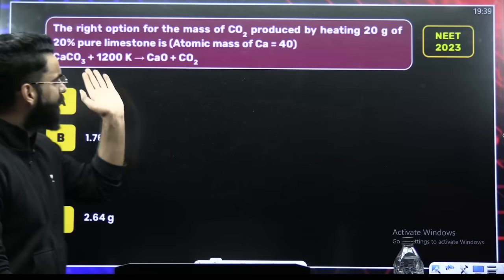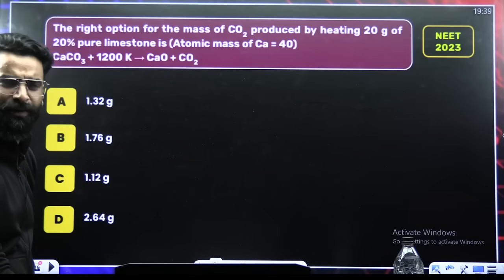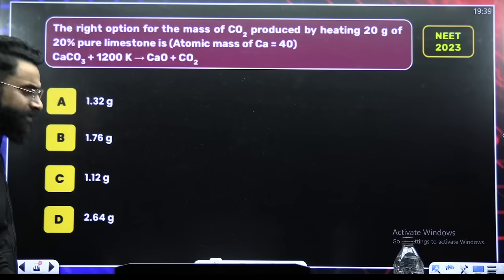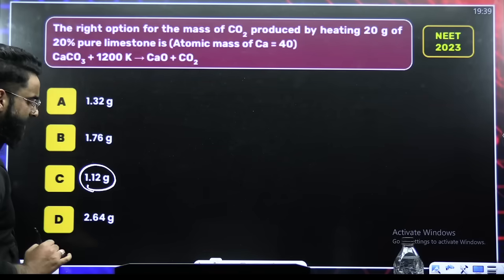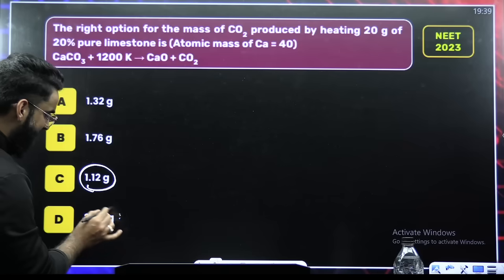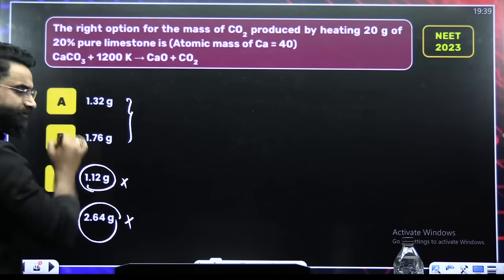What does that mean? For example, this is the question. I did not look at this question. The question has been asked in NEET 2023. My dear students, which one is the extreme low value among these two? Extreme lowest is this one, right? Which one is extreme highest? Extreme highest is this one. So neither this nor this. I'll go with A or B.